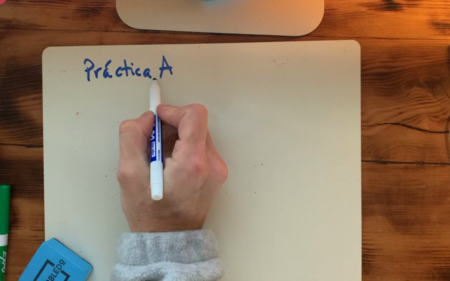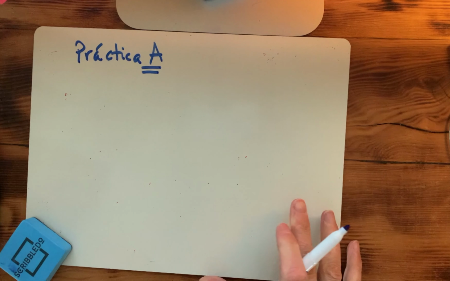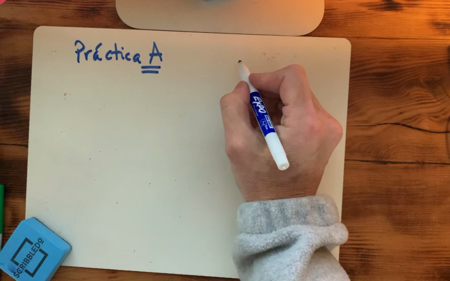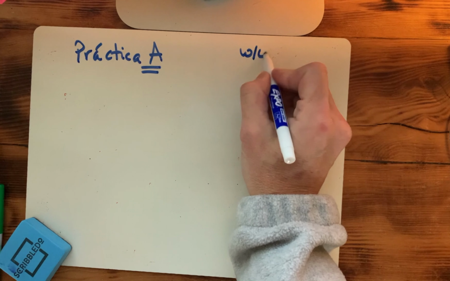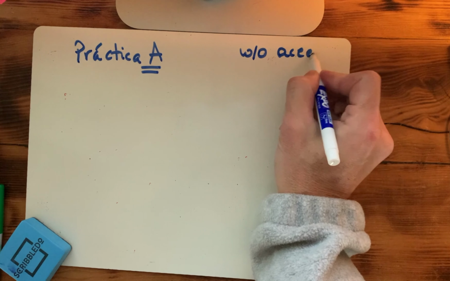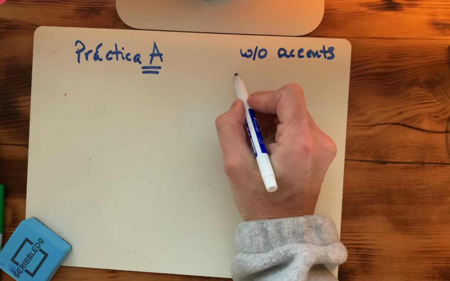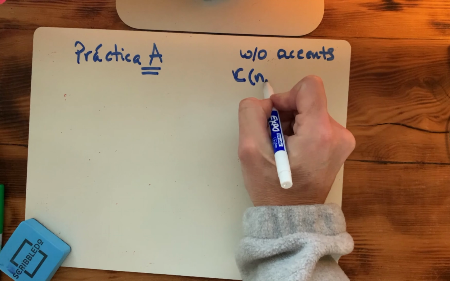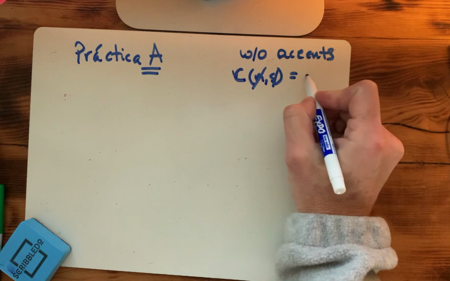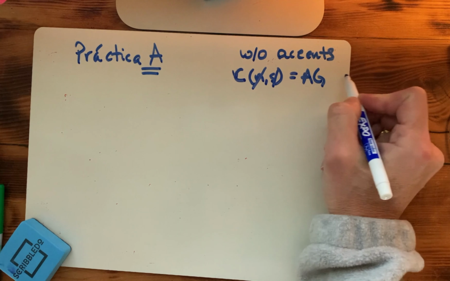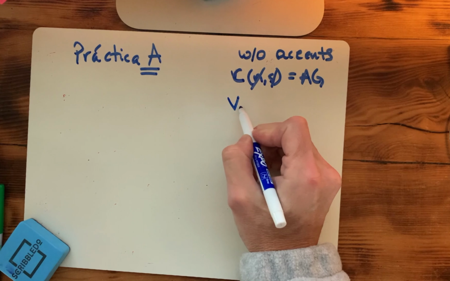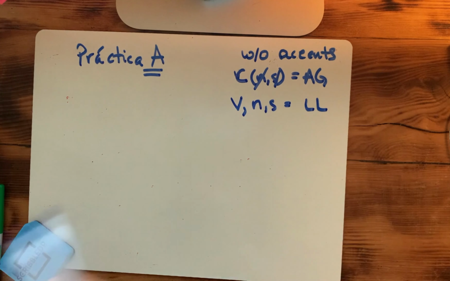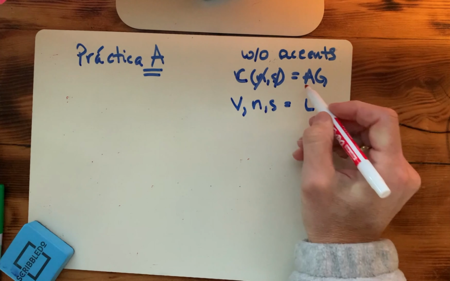We are doing a review of our rules dealing with words that do not have written accents on them. Words without written accents, you follow these two rules as a review. If it ends with a consonant that's not an N or an S, it's an aguda. That means the stress is on the last syllable. If it ends with a vowel, N or S, it's a llana, where the stress is on the second to last syllable from the end.